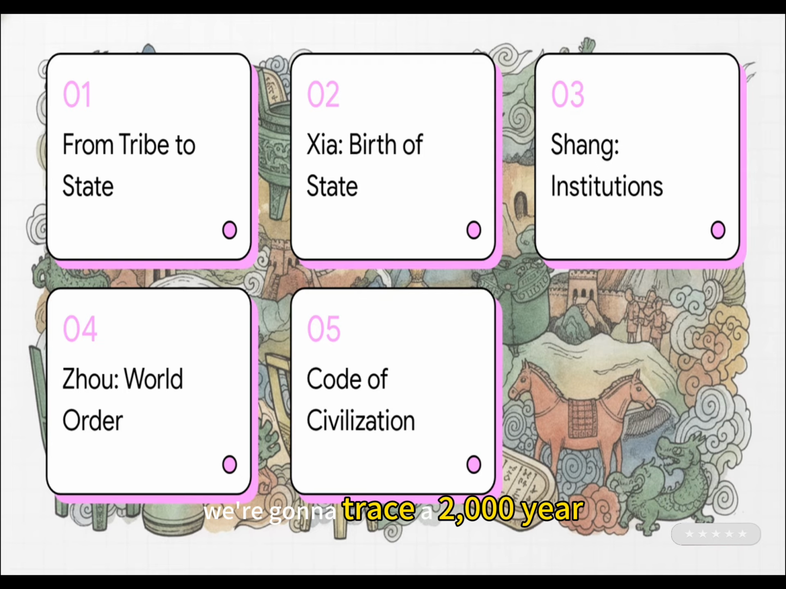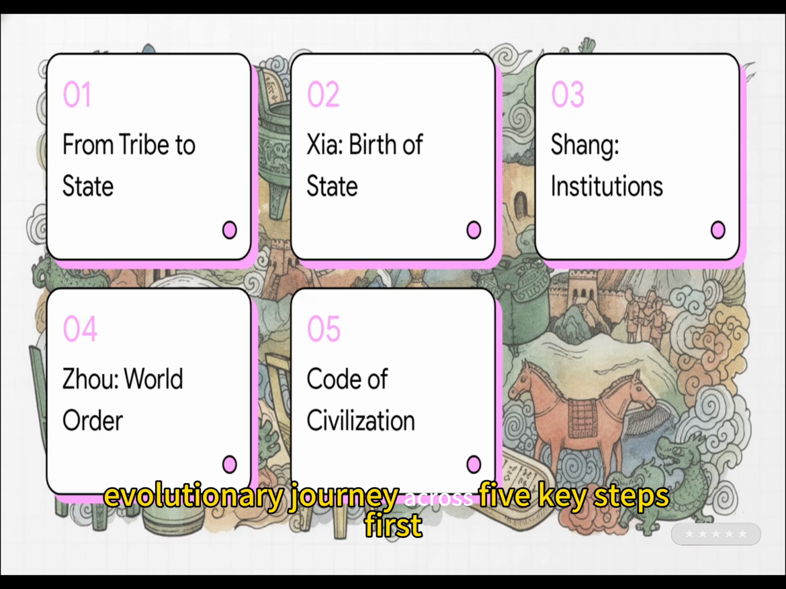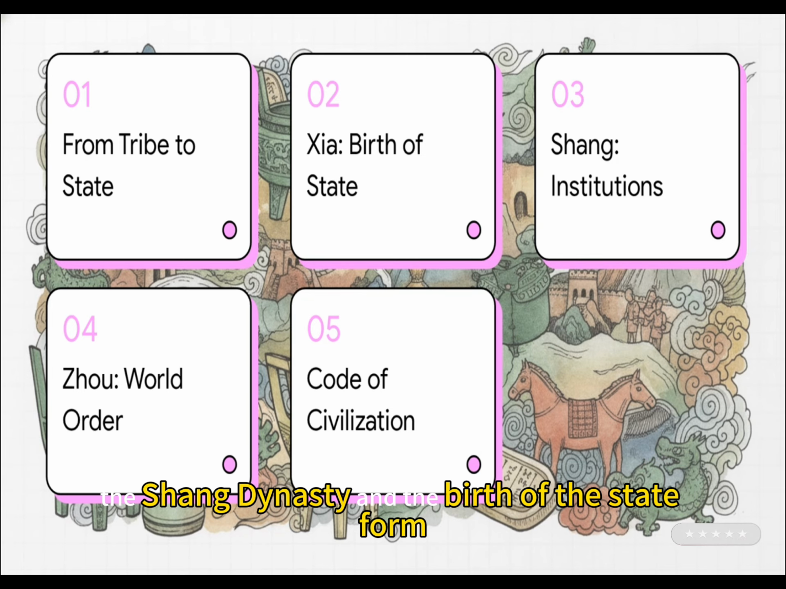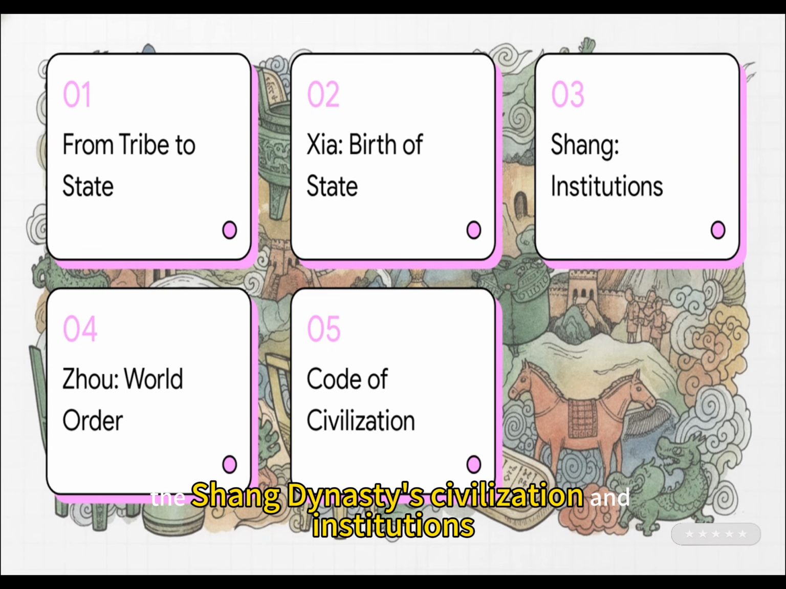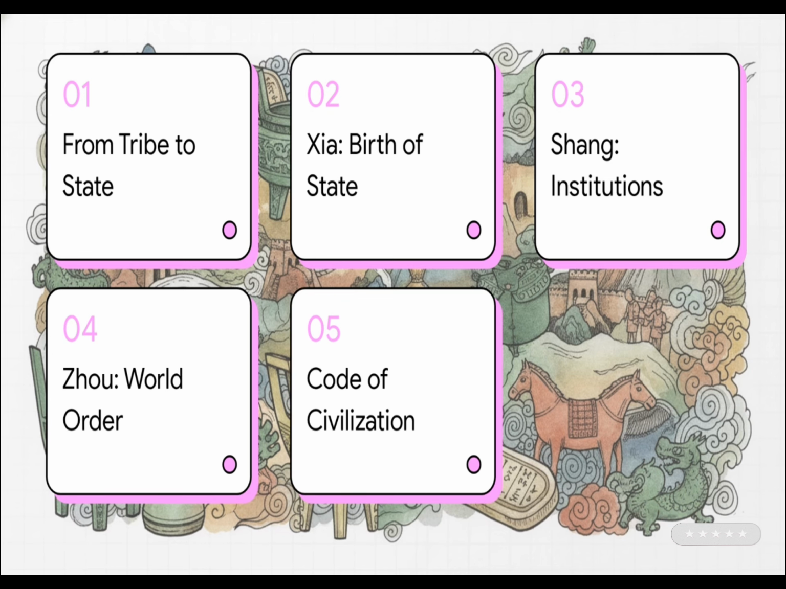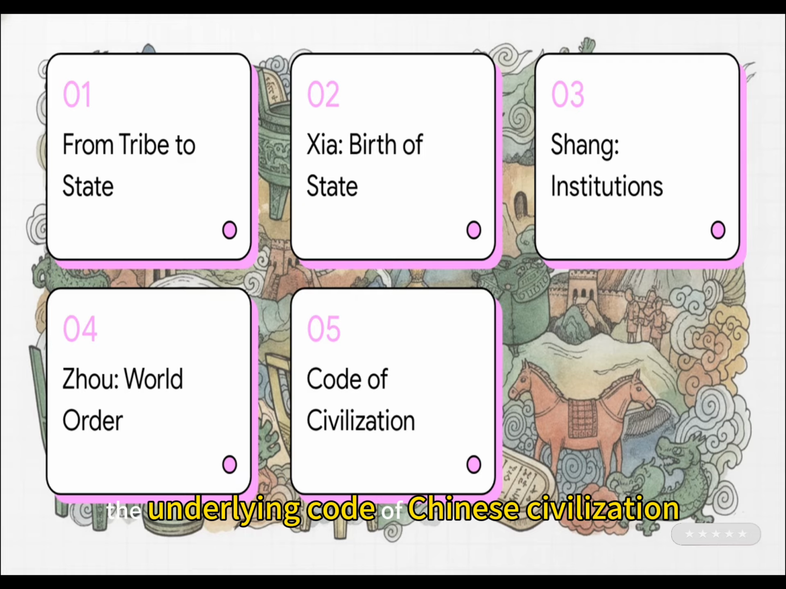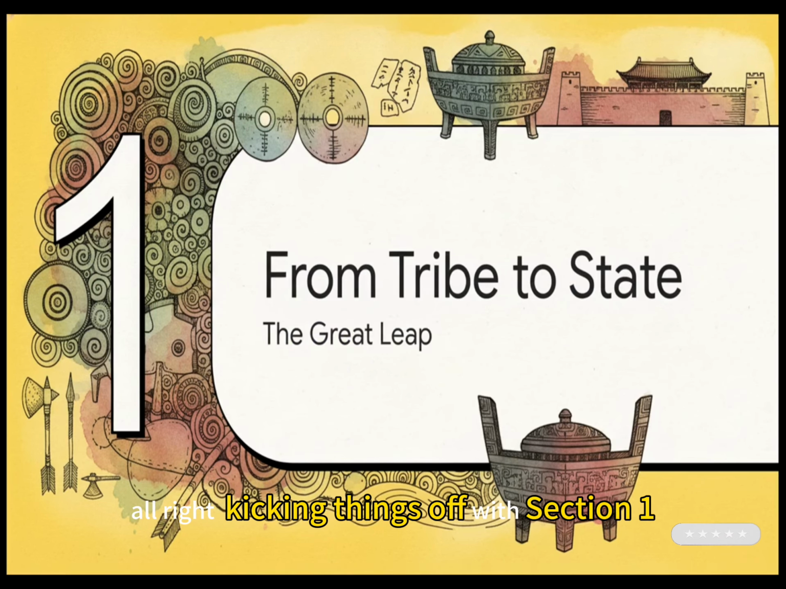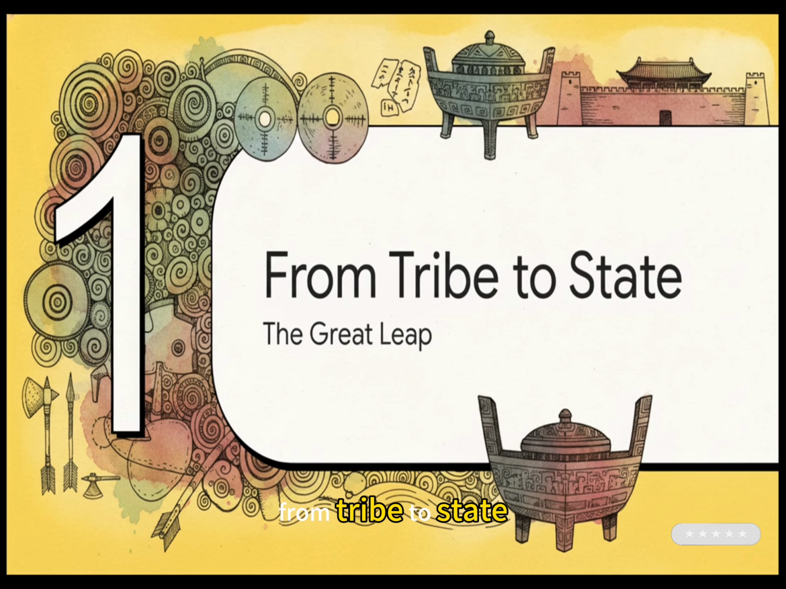We're going to trace a 2,000-year evolutionary journey across 5 key steps. First, from tribe to state. Second, the Shang Dynasty and the birth of the state form. Third, the Shang Dynasty's civilization and institutions. Fourth, the Zhou Dynasty establishing world order. And finally, the underlying code of Chinese civilization. All right, kicking things off with Section 1, from tribe to state.